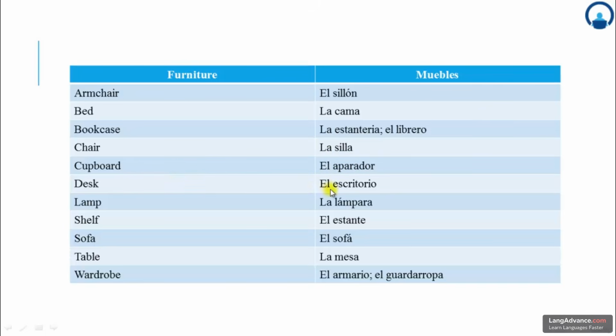Desk, el escritorio. Lamp, la lámpara. Shelf, el estante. Sofa, el sofá. Table, la mesa. Wardrobe, el armario or el guardarropa. So also keep a note of all these words in your notebook.